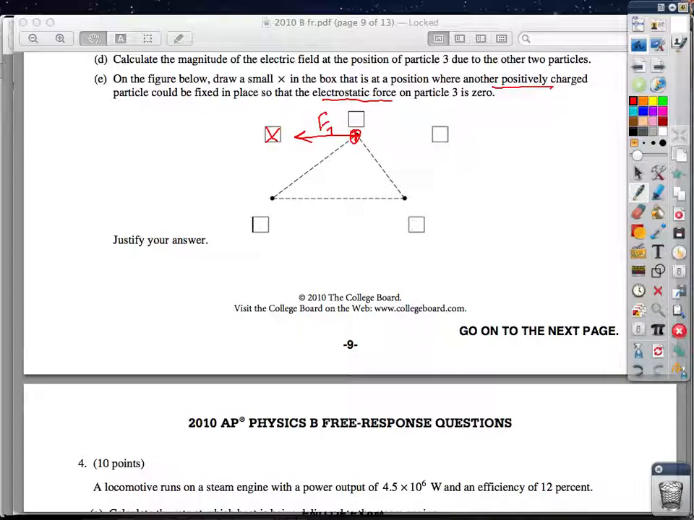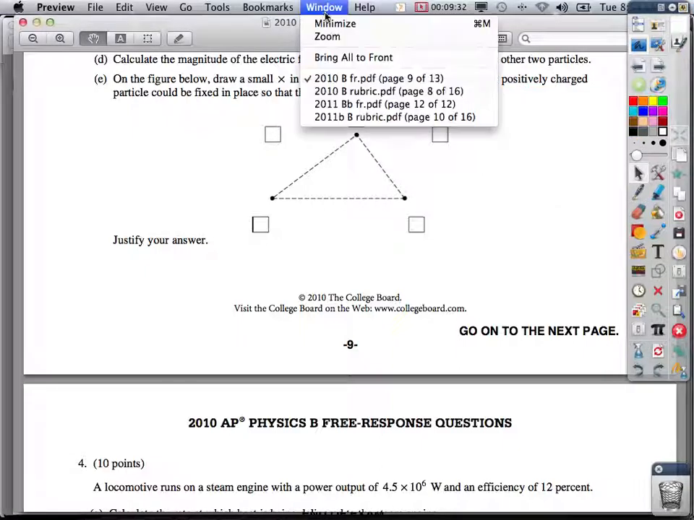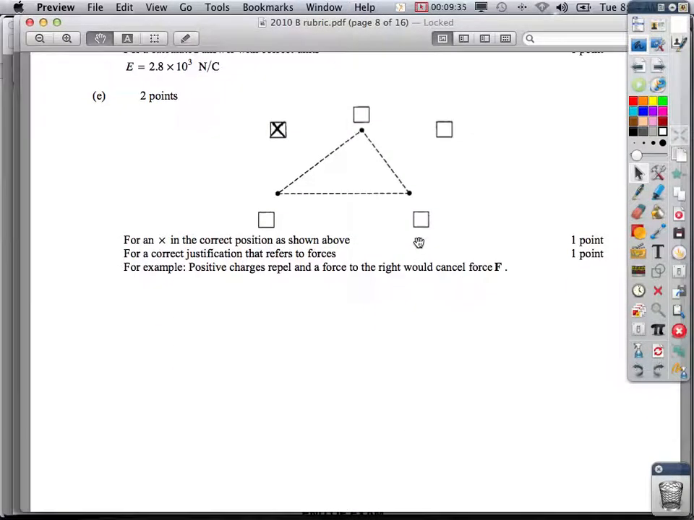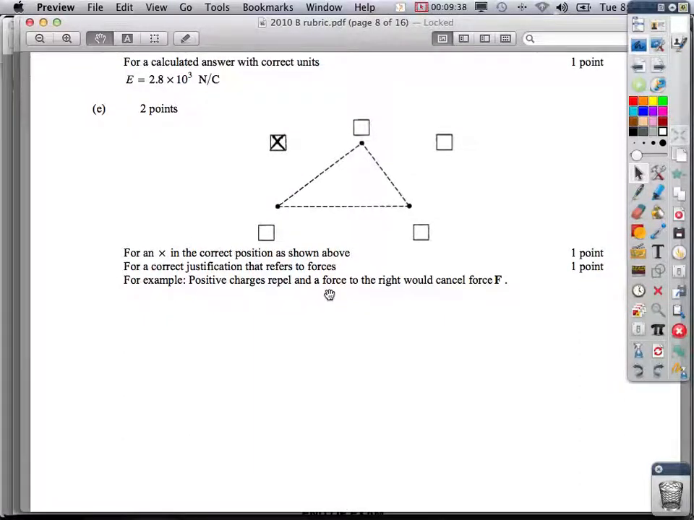Now, where could you put another particle that would also work? Yeah, you could put a negative over here, right? And that would work just the same. But the key is it's a positive. Then how would I justify that? I would say that this would be whatever F, right? And then I could put a charge there that's the appropriate amount to cancel out. Yeah, like charges repel. So going back to here, yeah, correct position, justification refers to forces, all right.